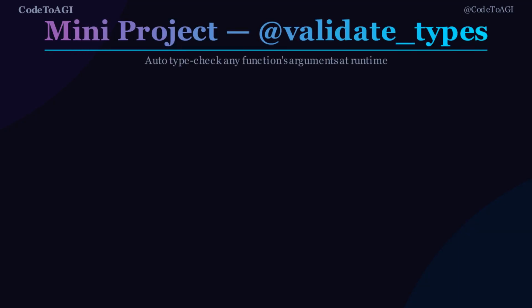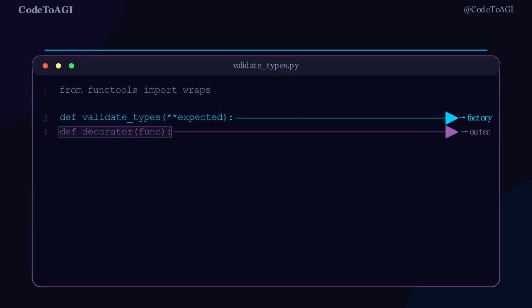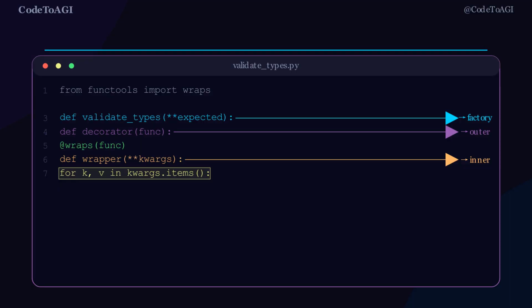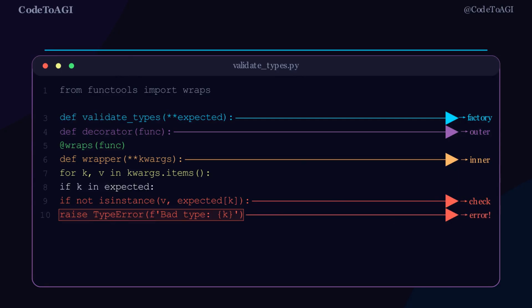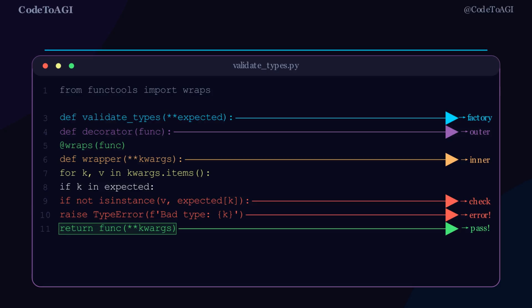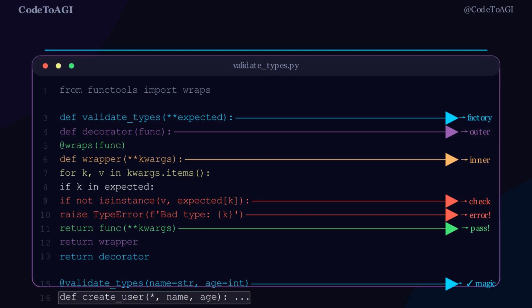Our mini project, @validate_types. This decorator automatically checks every argument's type at runtime. You write @validate_types with name=str and age=int. Now if you call create_user with name=123, Python raises TypeError: bad type, name. You did not write a single if statement inside create_user. The decorator handles all validation. This is the pattern FastAPI uses for all its route validation. This is what Pydantic does under the hood. You have just built a simplified version of one of the most used patterns in modern Python web development.